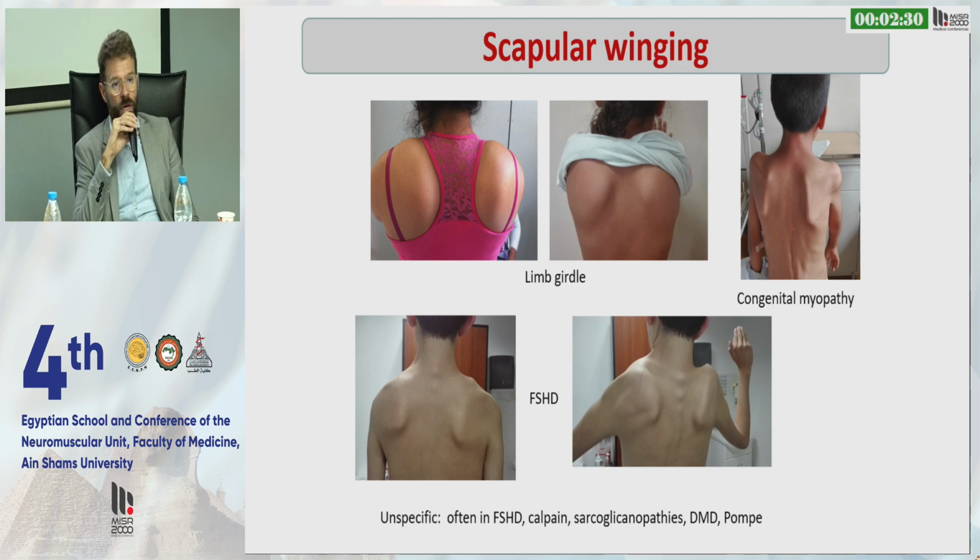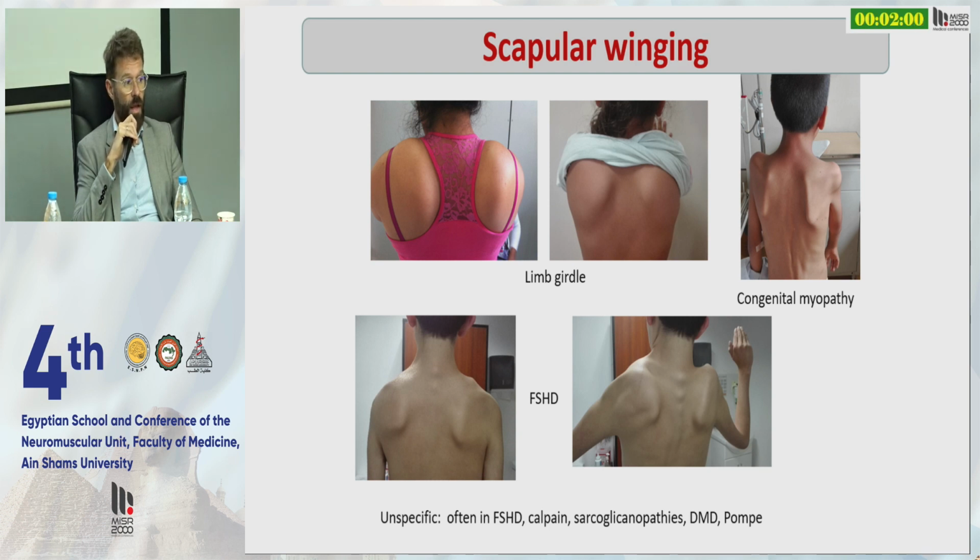Anyway, then look at the back, and you check for the scapular winging. What is scapular winging? What is the muscle that is deficient in this kind of scapular alteration? The main muscle is the serratus anterior. Yes, this is the main muscle causing this, but there are other muscles that can cause scapular winging.